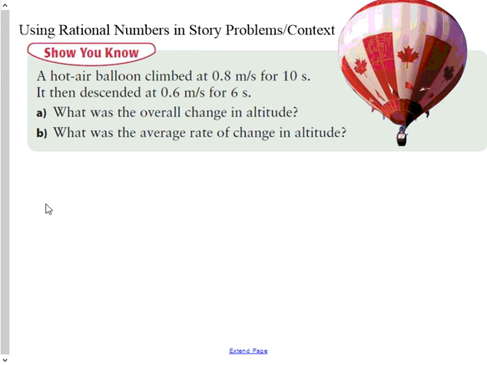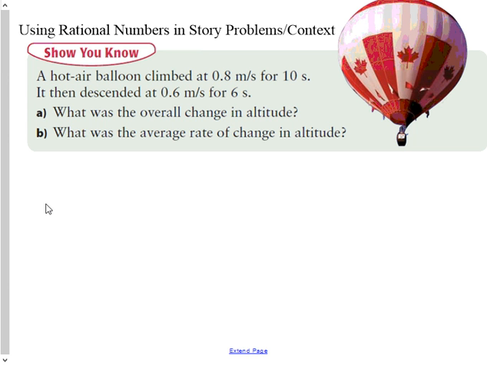Okay, this is the show you know from 2.2 on using rational numbers in story problems or context. So the first question we have here, or the example question of how to use integers in context, is a hot air balloon climbed at a rate of 0.8 meters per second for 10 seconds, and then it descended at a rate of 0.6 meters per second for 6 seconds. What is the overall change in altitude, and what is the average change in altitude?